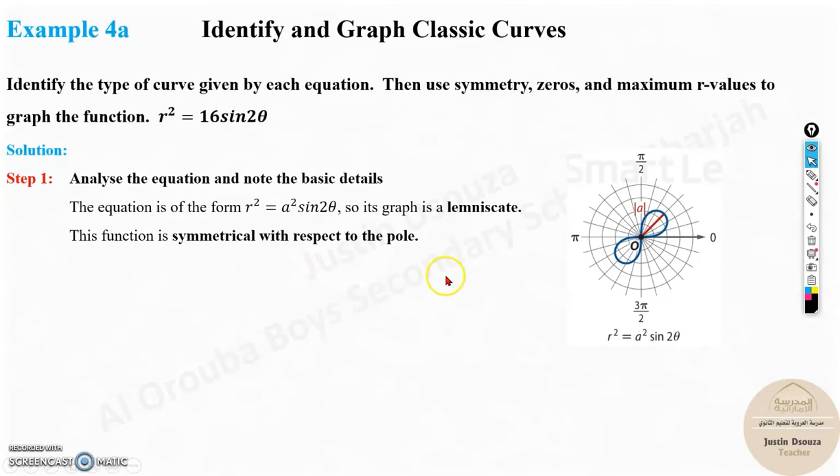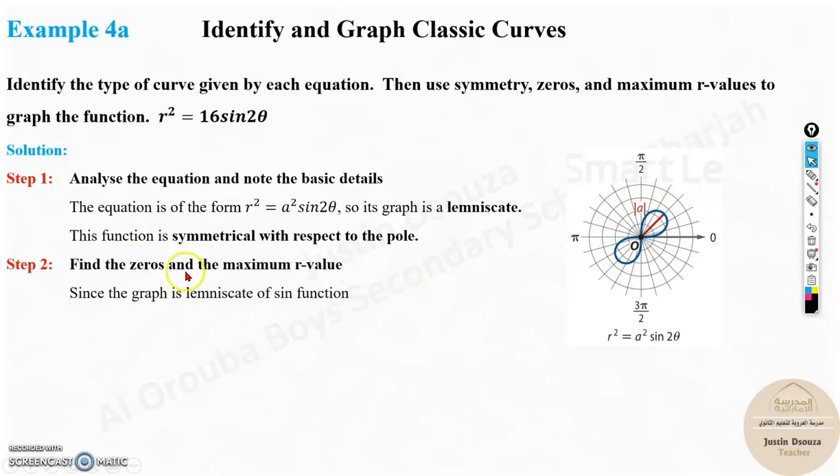Now over here, it is symmetrical with respect to the pole. See over here, this is the pole. So it's symmetrical over here. And then this is a lemniscate. And then what else can you know? This is the standard form. It's always like this, but this is not the graph for this one, because when we make the table of values and graph, the graph will be different.